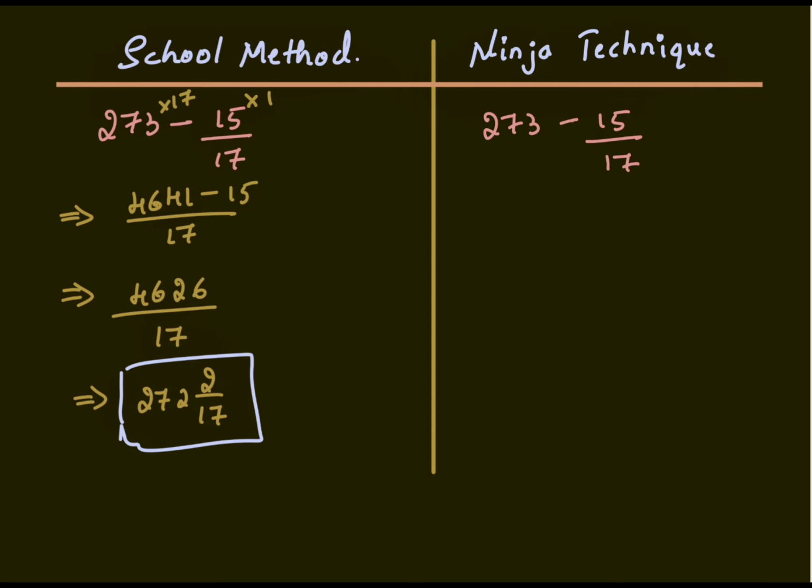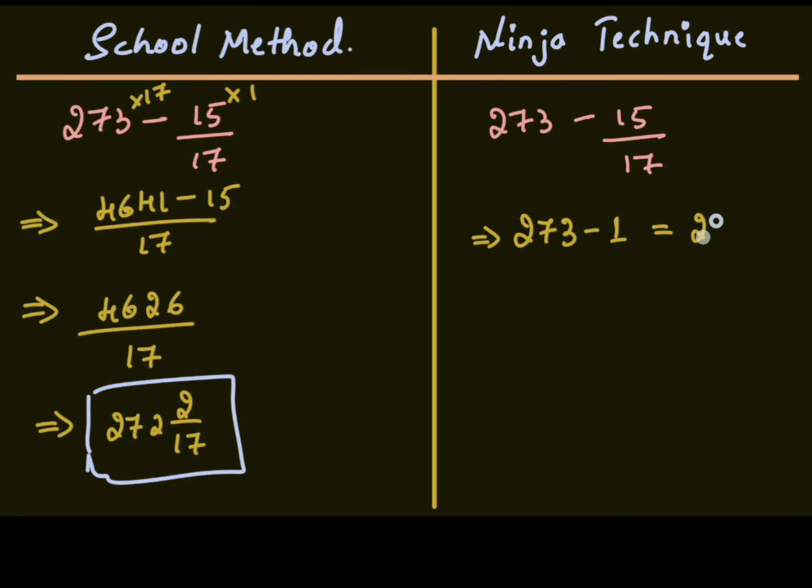Within 10 seconds, I can solve this. 1, you will get 272. Here, 17 minus 15, you will get 2. So write here 2 divided by 17. So both the answers are the same.